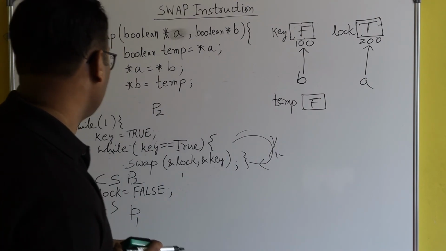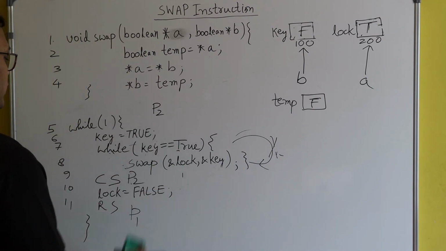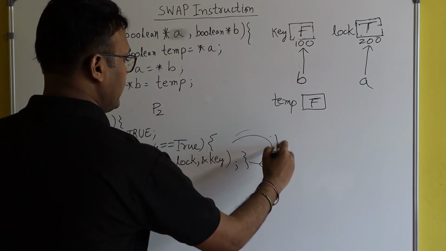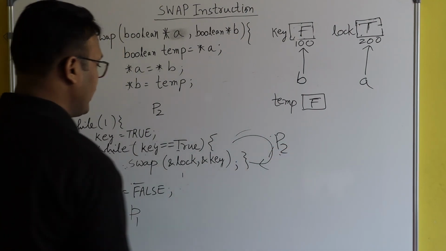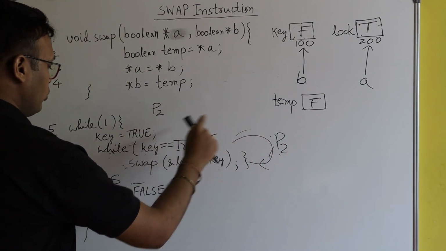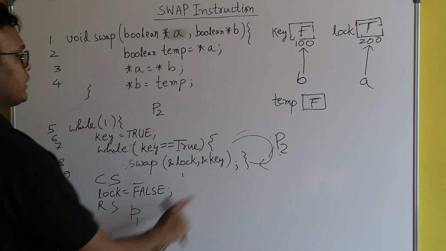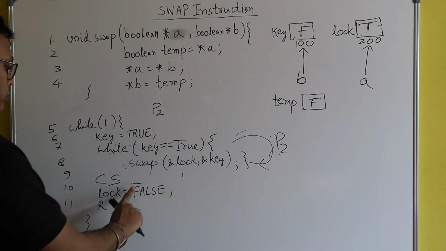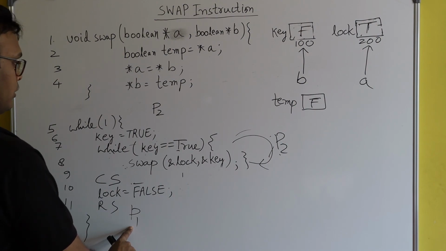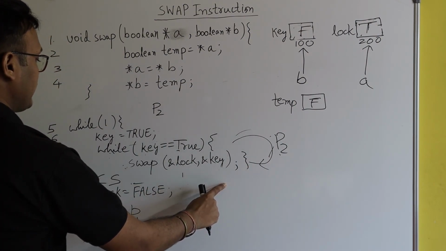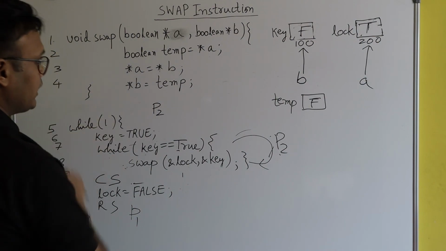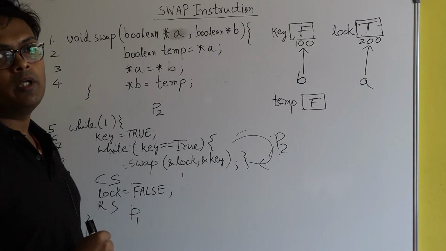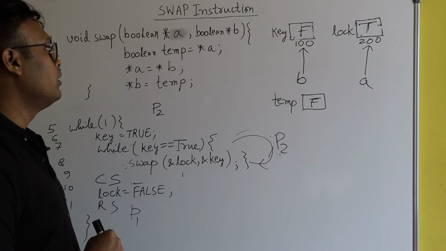Because it is possible that P2 was inside the while loop, which means P2 was waiting for P1 to come out of the critical section, after which P2 would enter the critical section. But when P1 came out of the critical section, and before P2 could enter, P1 again entered inside the critical section. So this is possible. So there is no bounded waiting at all. That's a disadvantage.